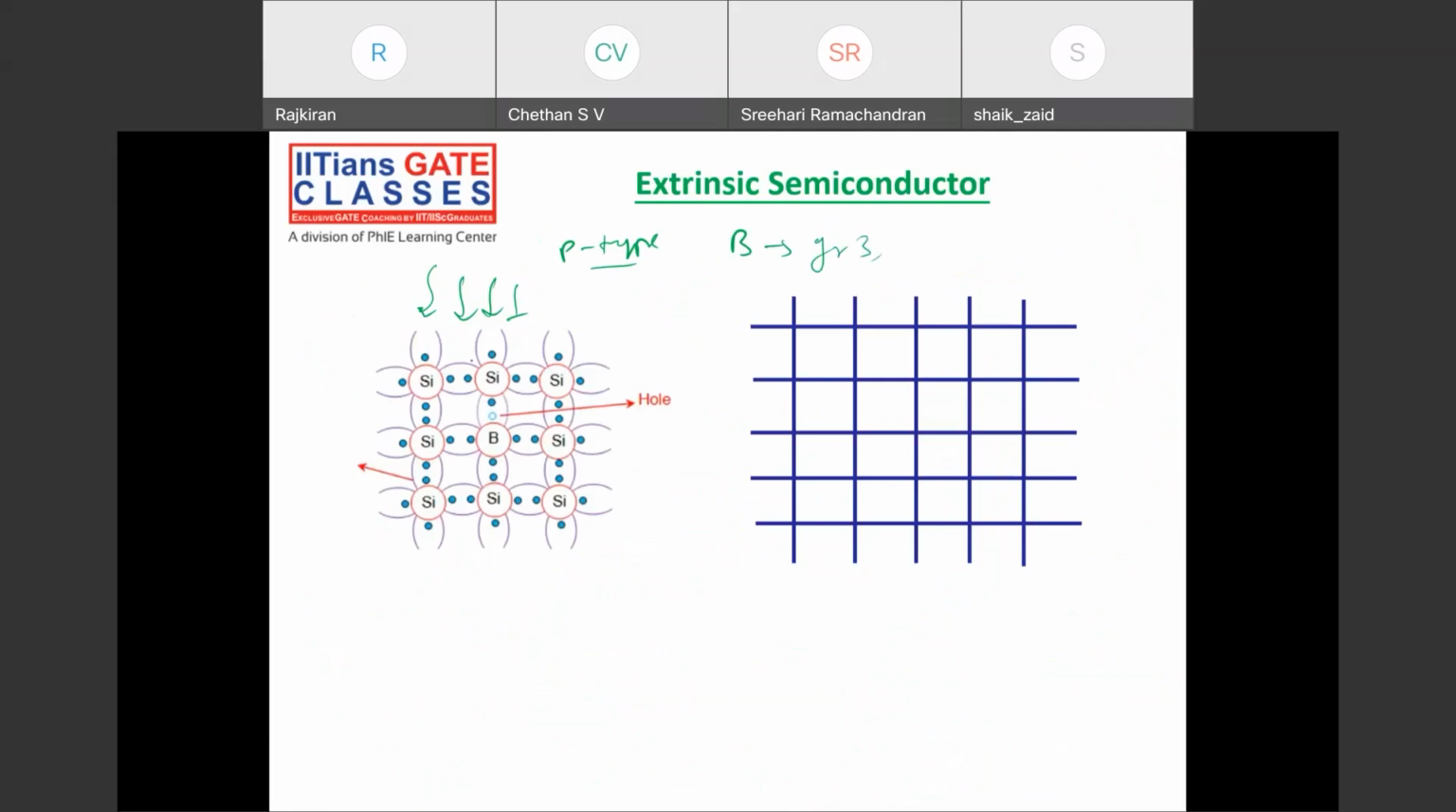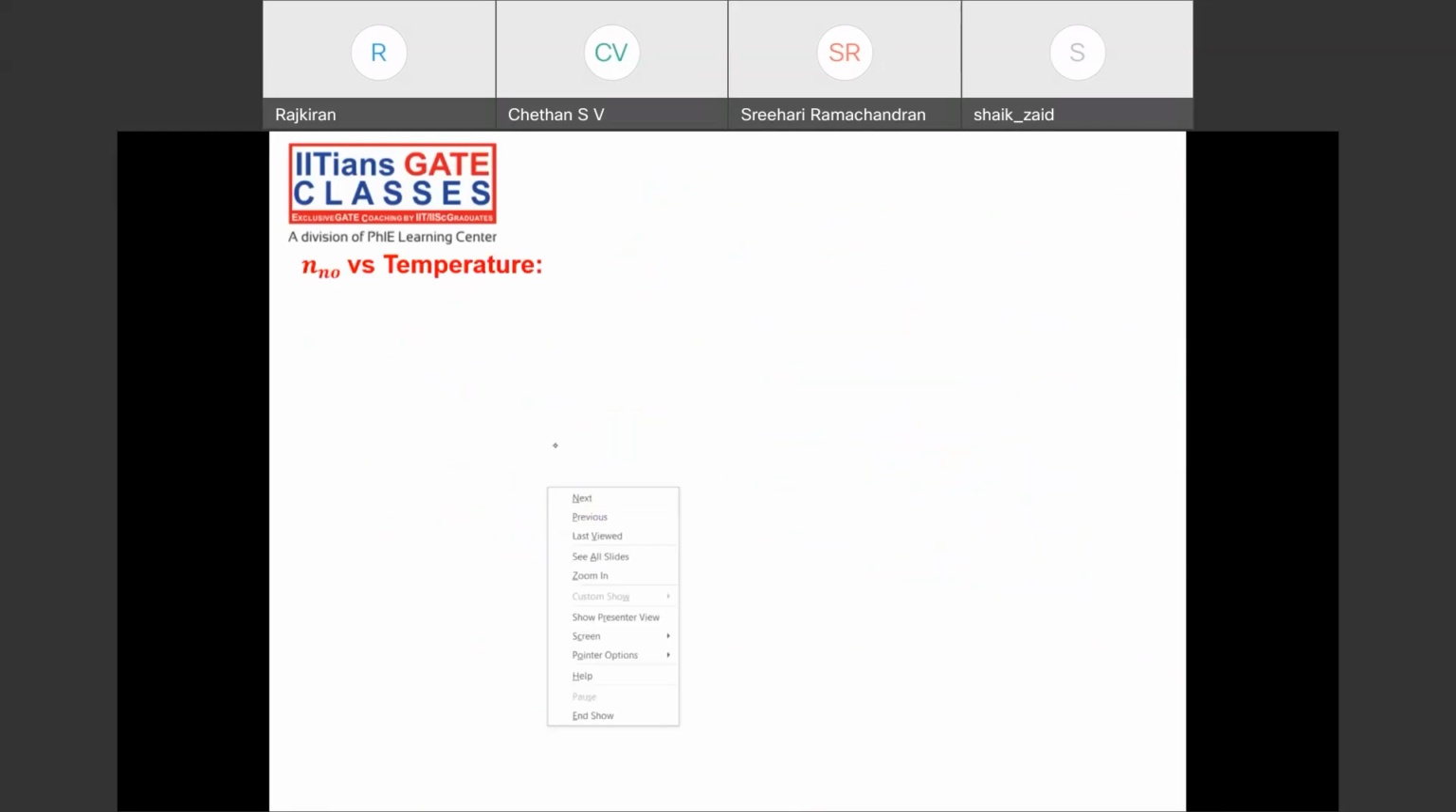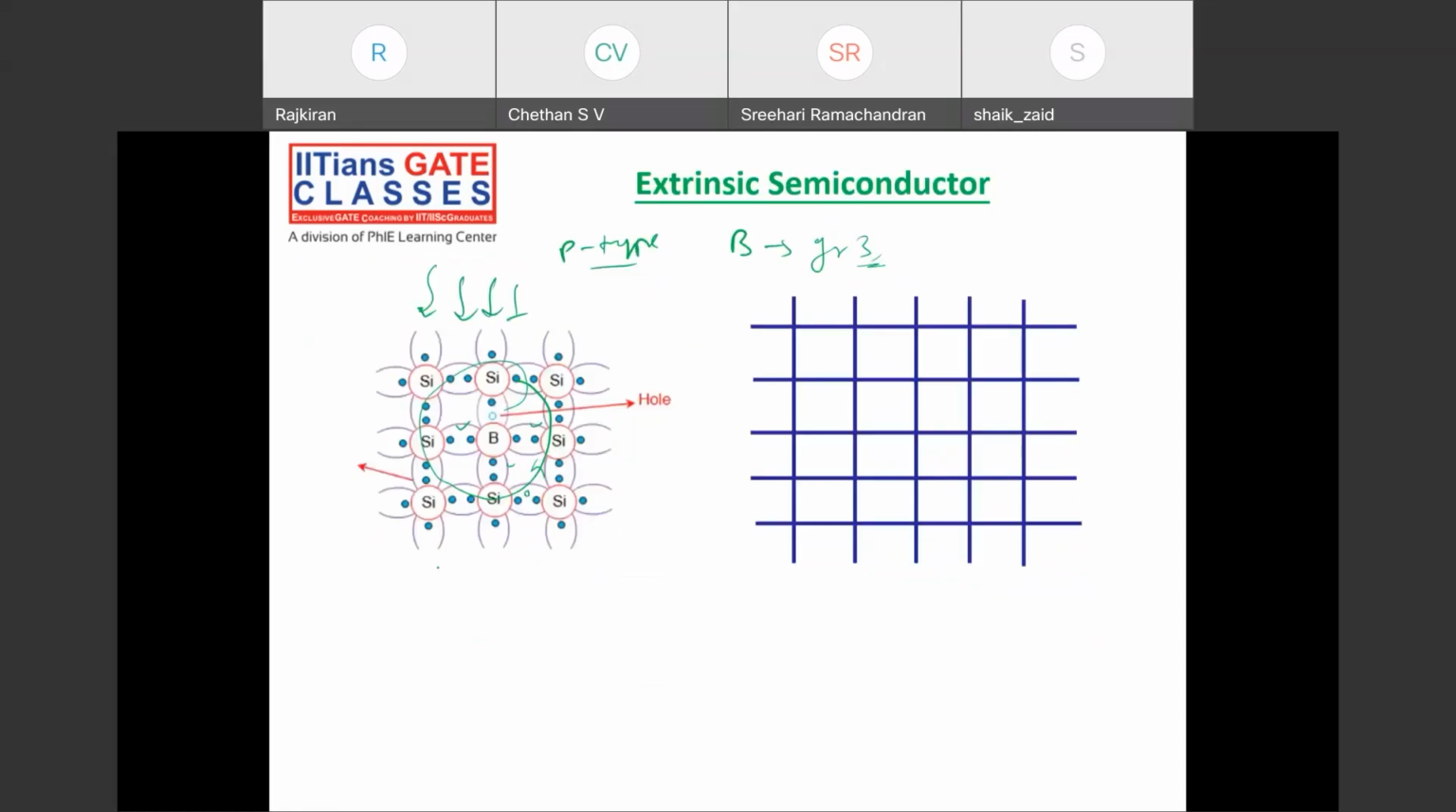What will it do? It will go and displace the silicon and occupy its space. Since it has only 3 electrons, it will make 3 bonds. The fourth bond will be vacant. The hole created will revolve around the boron. So at equilibrium at room temperature, the number of holes will be equal to the number of boron atoms per cm3.